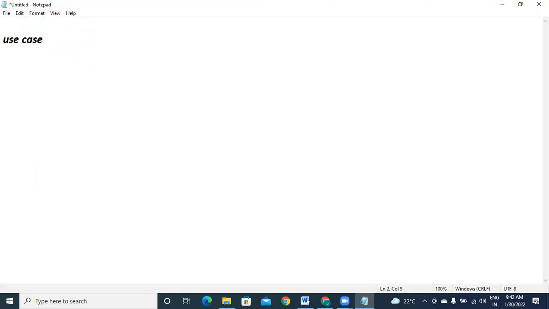Now come to the use case of the previous concept. The task 1. All of you have to do this and you have to submit the documents to my email ID. Okay.